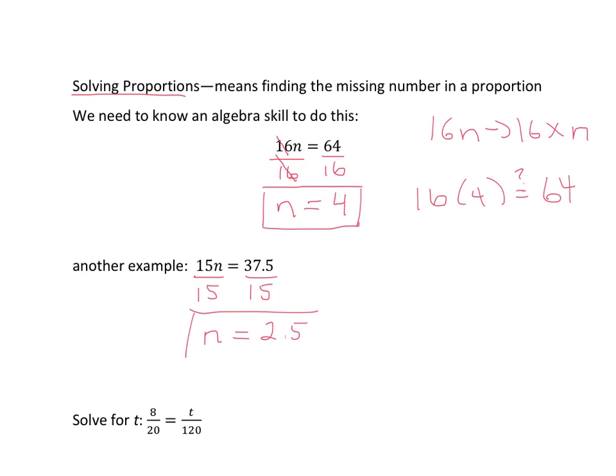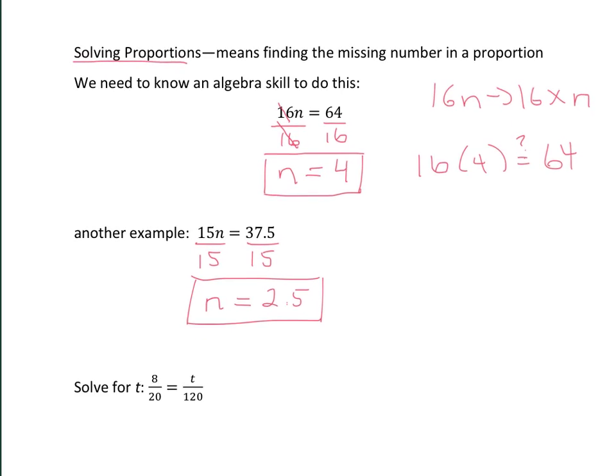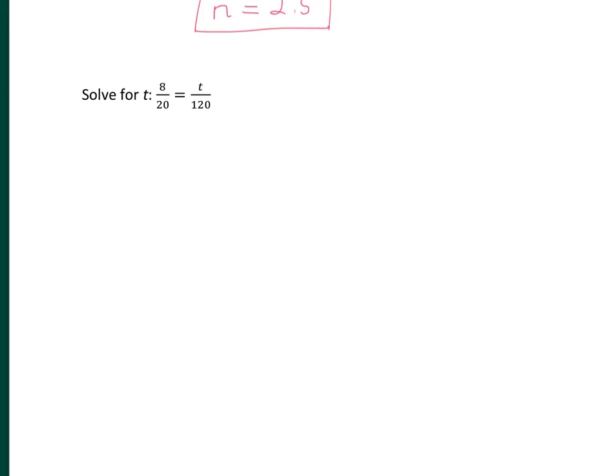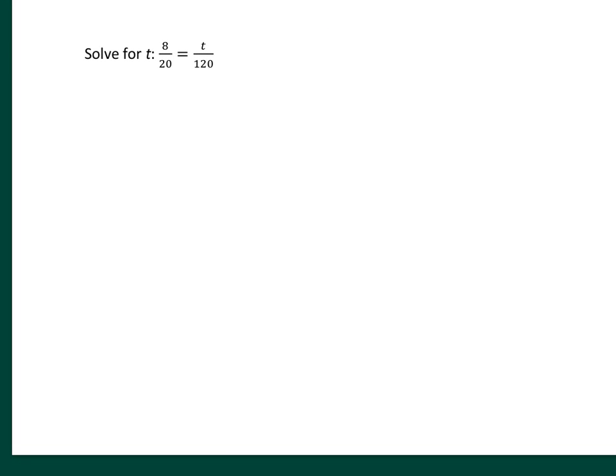Okay, n equals 2.5. So now let's look at how we need to use that skill when we're solving a proportion. Here's an example. We've got a proportion and we want to find the value of t that makes this proportion true. So 8 to 20 is equal to t to 120. And we want to find that value for t.